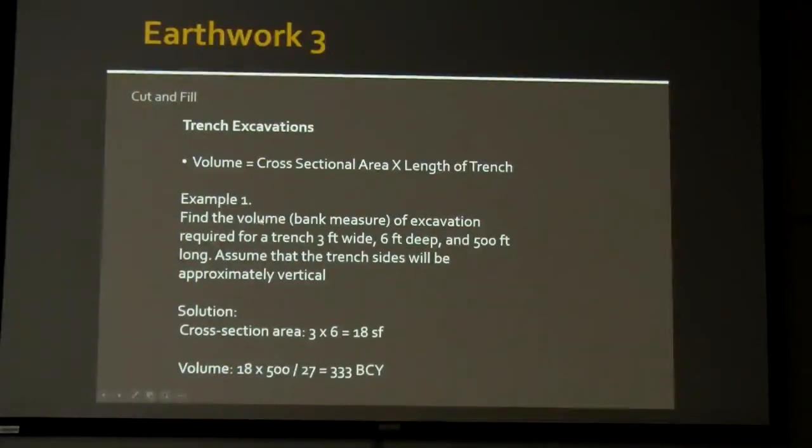So in example 1, we say find the volume, which is the bank measure of excavation required for a trench 3 feet wide, 6 feet deep, and 500 feet long. Assume that the trench sides will be approximately vertical. So this would give us a nice rectangular shaped trench that is 500 feet long. Bank measure is just the volume of material as it sits in the ground.